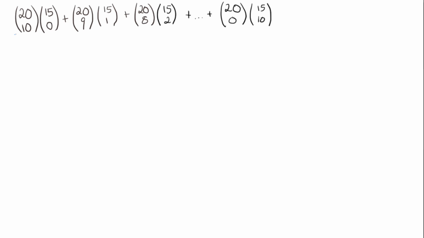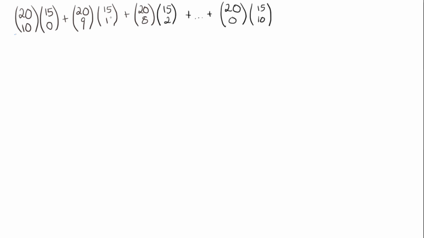Alright, so we're given this problem with a bunch of combinatorial expressions here, and we're really just asked to find the sum of them, right? And so this is just 20 choose 10 times 15 choose 0 plus 20 choose 9 times 15 choose 1. Oh my god, that's going to go on forever. Alright, so, what can we do with this?